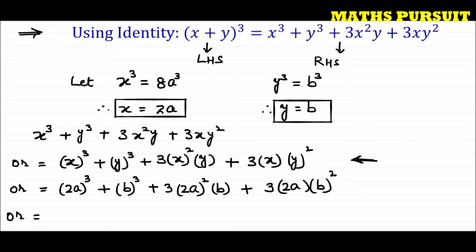Guys, if you compare this with our identity, what are we getting? We know that x plus y whole cube is equal to x cube plus y cube plus 3x square y plus 3xy square. If we consider 2a as x, as we have considered above, and b as y, then in each term this one is x and this one is y. So I can rewrite the given expression now as x plus y whole cube, that is 2a plus b whole cube. Hope guys I'm very clear till here.